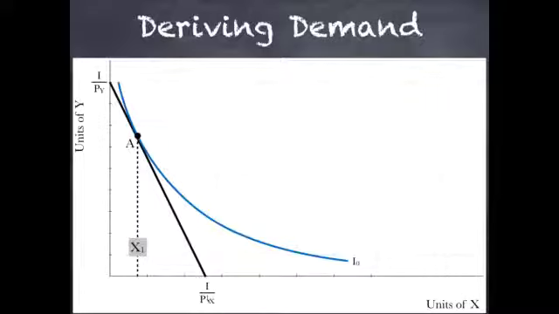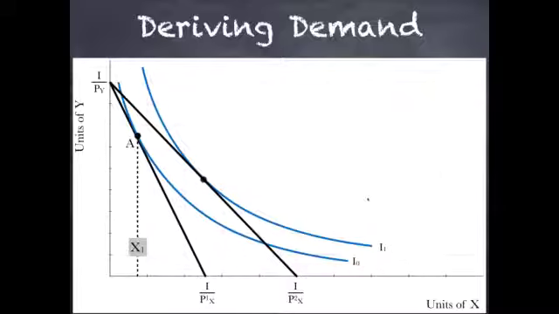So if we lower the price of X, we're going to be able to afford to purchase more of good X. So the budget constraint is going to rotate outwards in this direction. If I lower the price, the budget constraint rotates outward, and now we have a new utility maximizing combination of good X. So by lowering the price, the utility maximizing amount of good X increases. The price of X falls, the amount of X demanded increases.